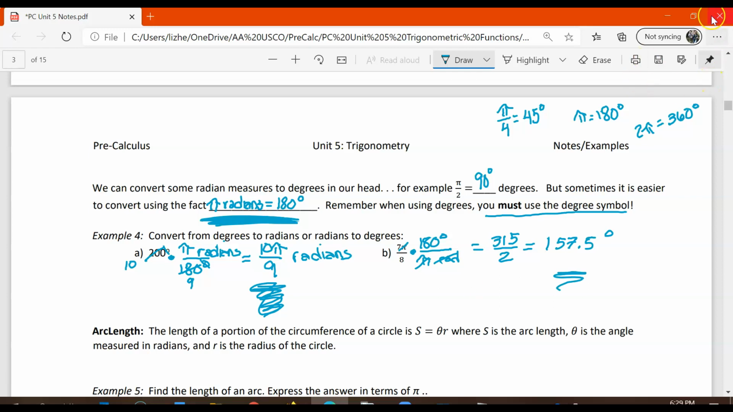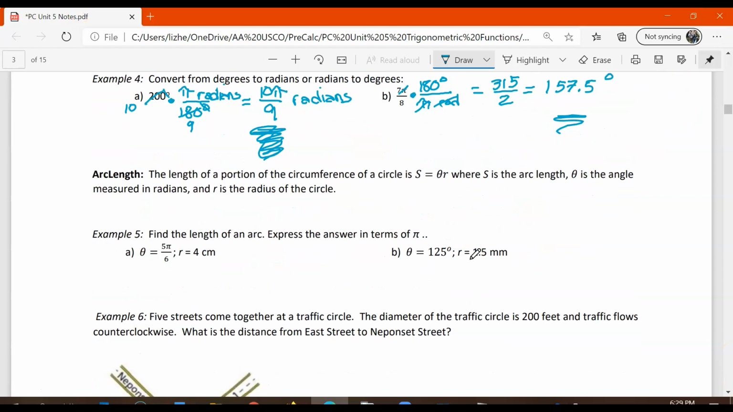All right, arc length. The length of a portion of the circumference of a circle is S equals theta times radius. So you need to know this. This is our arc length formula. And if you remember way back to geometry, when we did not know radians, this formula was way more complicated in degrees. It is way easier to use it in radians.